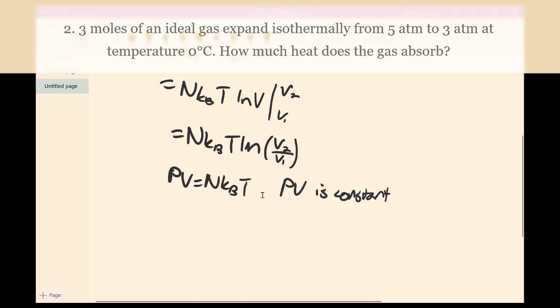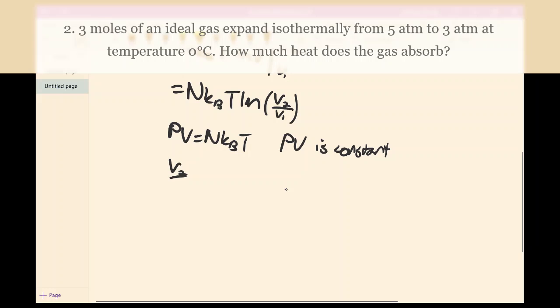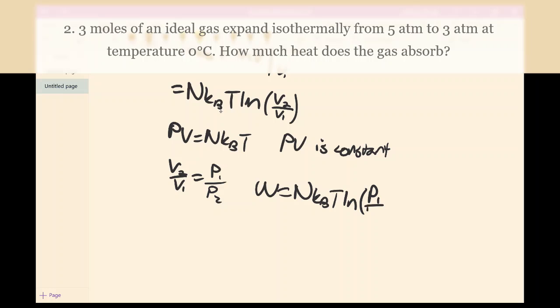So then V2 over V1 would be equal to, actually, P1 over P2. Yeah, it would just be equal to P1 over P2. So then we get that this work W is equal to nkBT times log of P1 over P2.